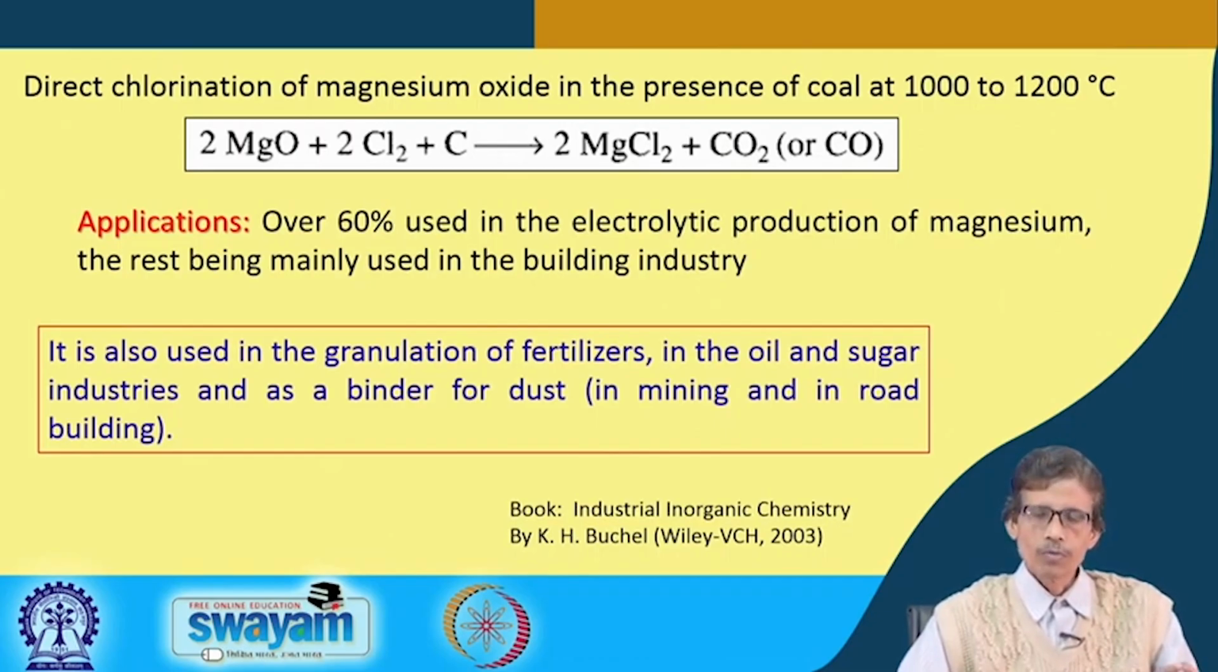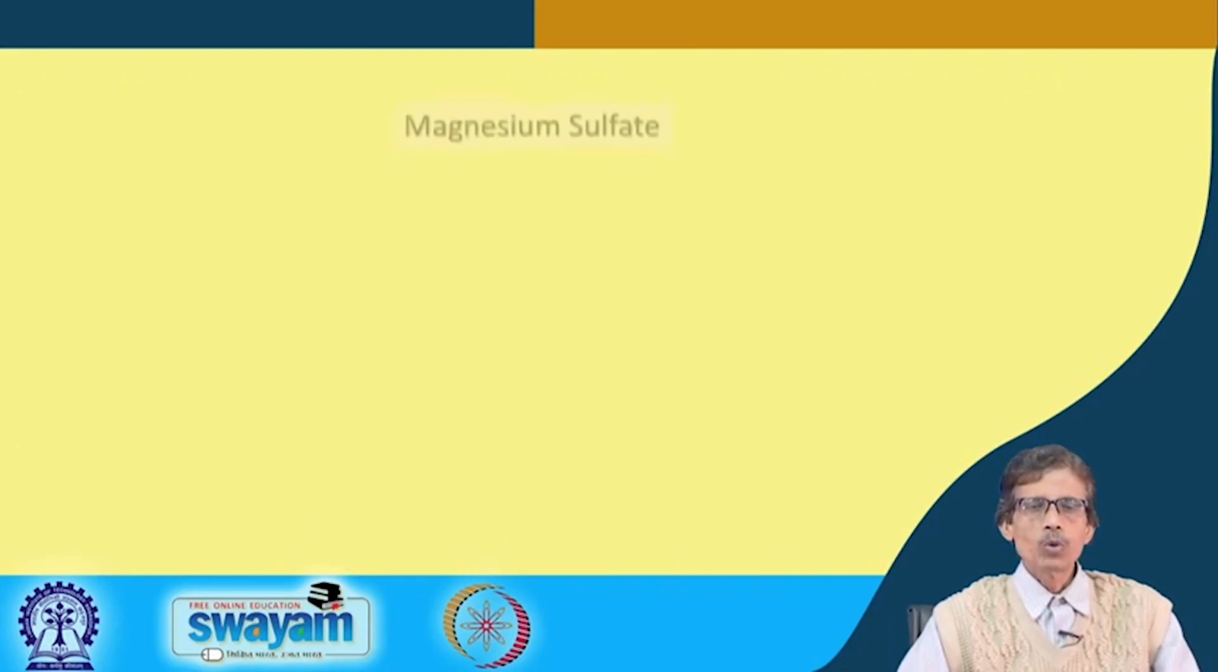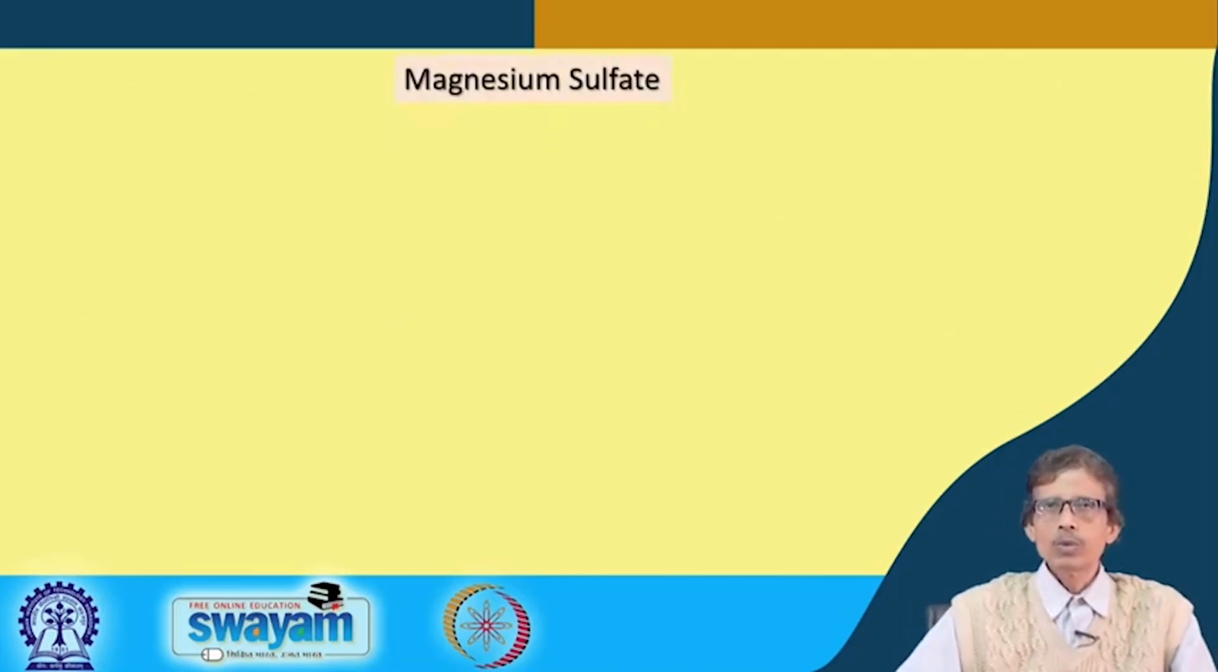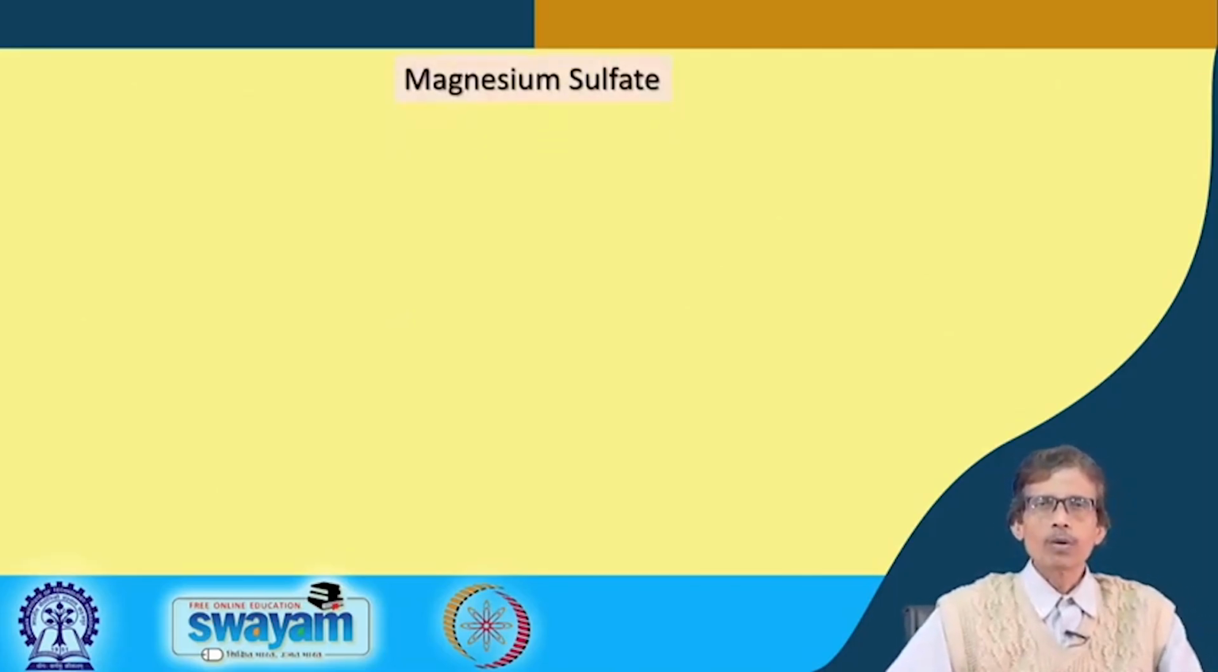You can follow this book, which is Industrial Inorganic Chemistry by Buechel et al. Several other authors are there. They compiled this very well, from the background of the Chinese chemical industry to the German chemical industry to the US chemical industry. Then we will move to see the situation for the other important magnesium salt, which is your sulfate salt.